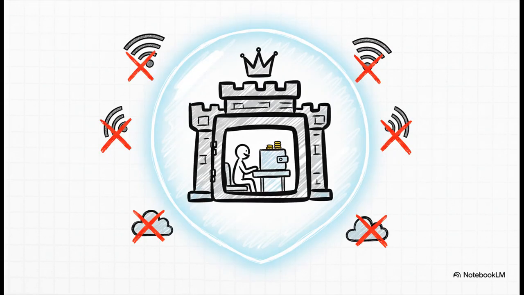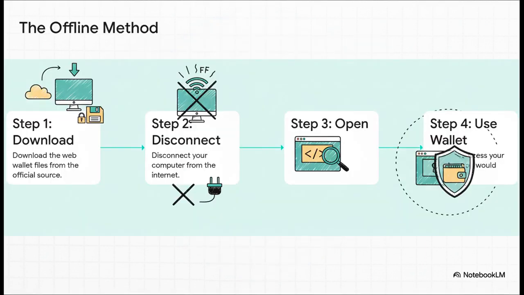Now, if you want to go full-on, maximum security, especially if we're talking about a serious amount of funds, there's one more step you can take. You can do the whole thing completely offline. And it's way easier than it sounds. You just download the wallet file from the official source onto your computer. Then you physically disconnect from the internet. Turn off the Wi-Fi, unplug the Ethernet cable, whatever you got to do. Then you open that downloaded file in your browser. Now you can create your wallet in total privacy. This guarantees your login combo and your private key have never, ever been exposed to the internet.